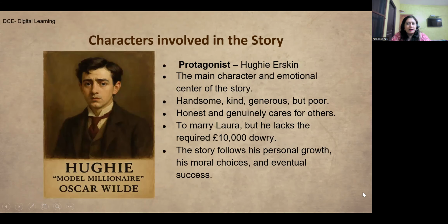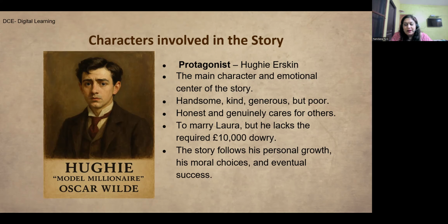Now let us look at the characters in detail. Hughie Erskine, he is our protagonist. Protagonist always refers to the lead character, positive, somebody who takes the story forward, and the entire story revolves around this character. So the protagonist here is Hughie Erskine. He is the main character and emotional center of the story. He is handsome, good looking, and added to it, kind, virtuous, generous. He has all the good qualities, but also he is poor. Honest, and he genuinely cares for others.